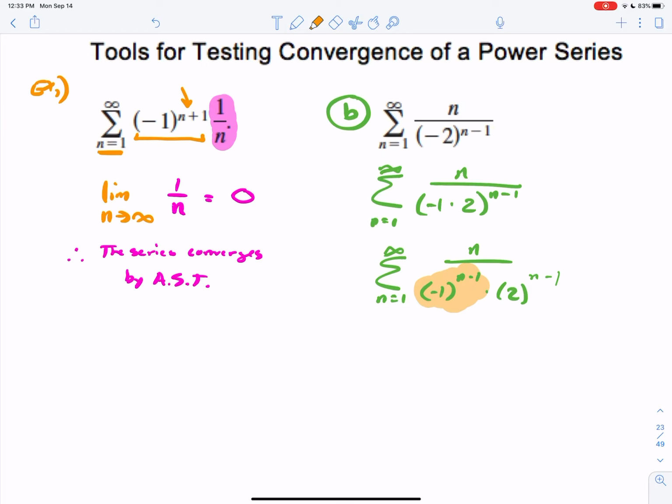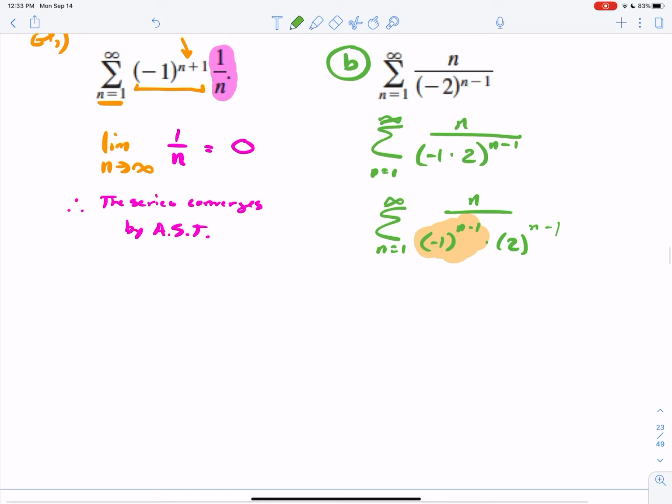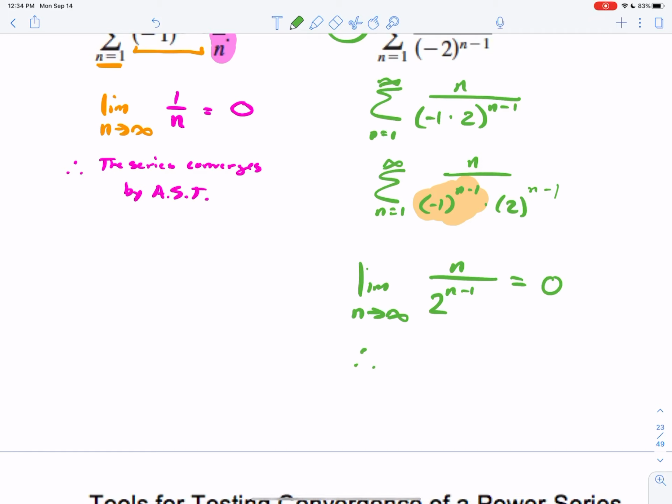So we're going to use the alternating series test. So here we go. We're going to take the limit as n goes to infinity of everything except the alternating part. So that's just going to be n over 2 to the n minus 1. Okay? So you take the limit of everything except the alternating piece. Okay? So we have n at the top, 2 to the n at the bottom. Obviously, exponentials grow faster, so you know that this is going to come out to 0. But what does that mean? Therefore, the series converges by AST.